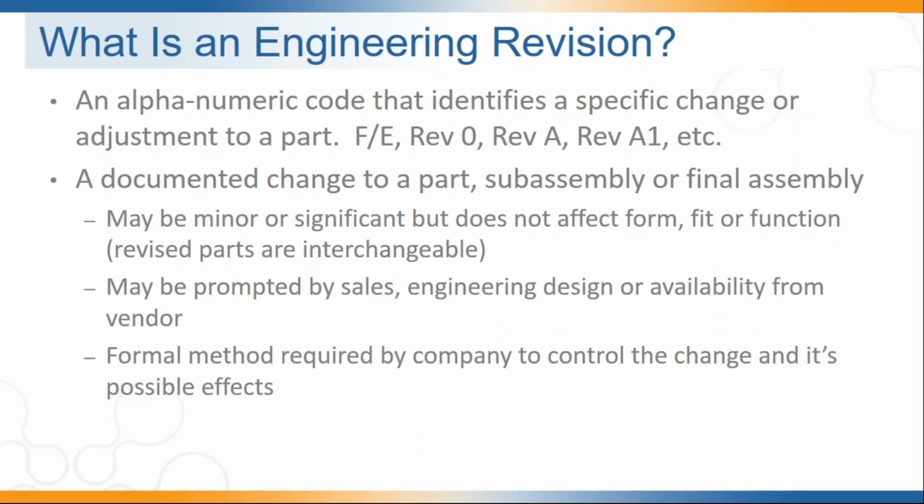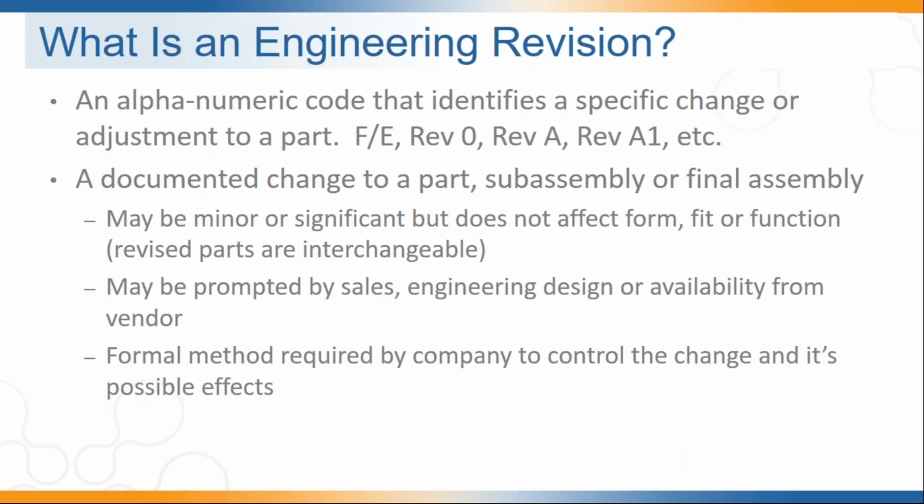Maybe new colors for the final product are going to be added. Some colors might be done away with. Or there might be some other more subtle changes to components or subassemblies that are being used to build that final product. The change itself might be minor or it might be very significant, but it would not affect the form, fit, or function of the item being changed or the subassembly that's being changed. What that really means is that if the form, fit, or function of the item does change, then you'd rather think about a new part number for that item instead of a revision of an old item. And there's various reasons for that, which we'll talk about in just a few minutes.